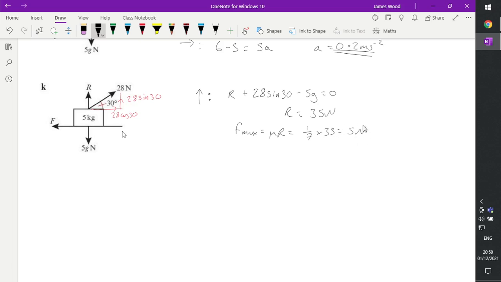Now we need to judge, is it going to be at its maximum friction or not? And the thing that decides that is the applied force, which here is 28 cos 30. 28 cos 30 as a decimal is about 24.2. So yes, it is going to be at its maximum friction, so this value here is going to be 5. And then we can resolve to the right. So we've got 28 cos 30 minus 5 equals ma, and we can find a. So we get 3.85.